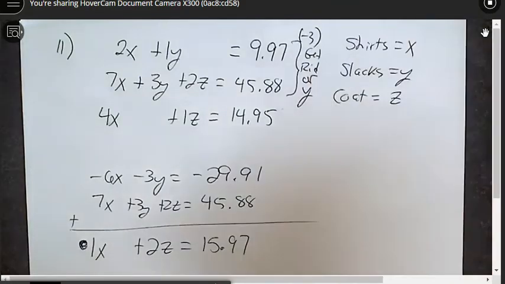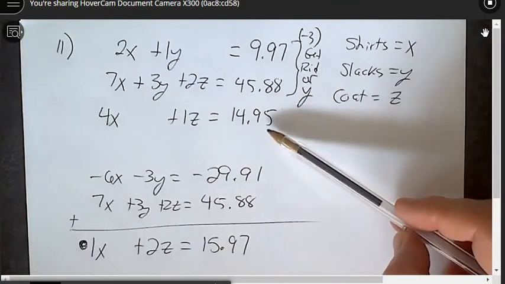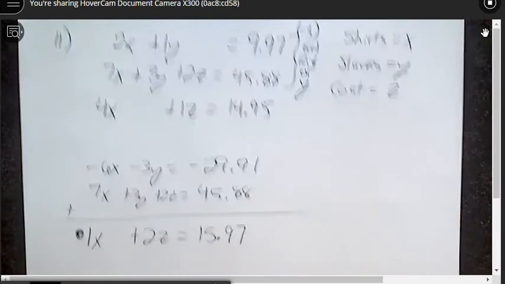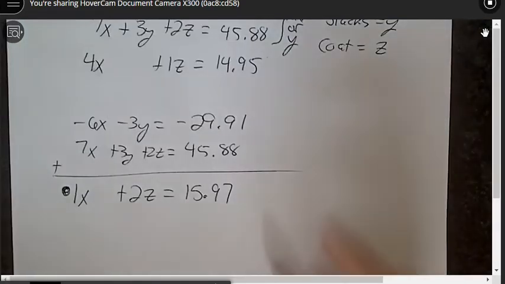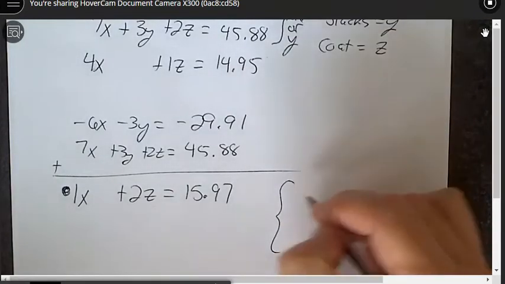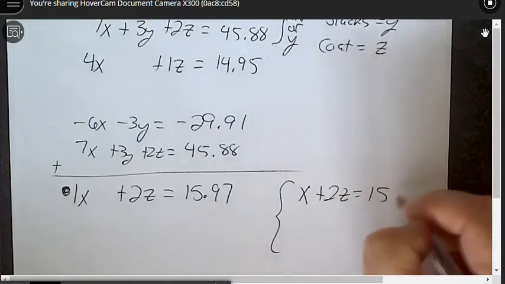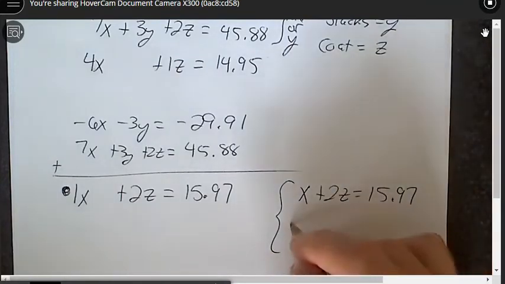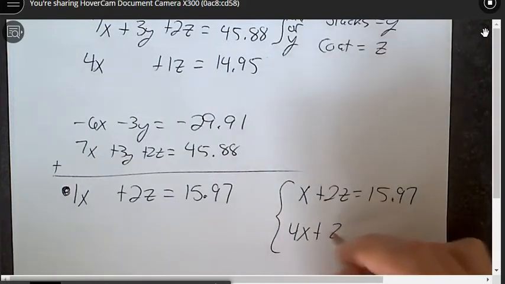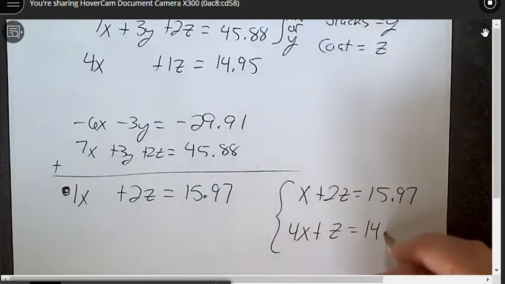Now this equation doesn't have a y. We also have this equation that doesn't have a y. So now we're going to solve those 2 equations as a system. We've got x plus 2z equals 1597. This one was 4x plus z equals 1495.